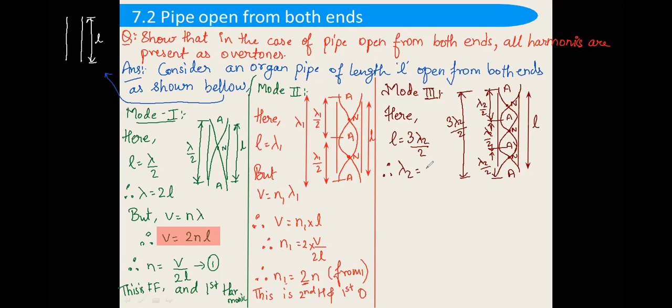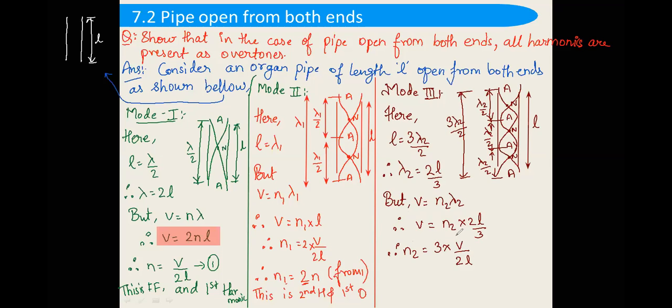Lambda 2 is equal to 2L divided by 3. But what is the value of V? V is equal to N lambda. So this is N2 and this will be your lambda 2. We'll substitute the values. This is N2, lambda 2 is 2L divided by 3. So what is the value of N2? N2 is equal to 3 into V divided by 2L.